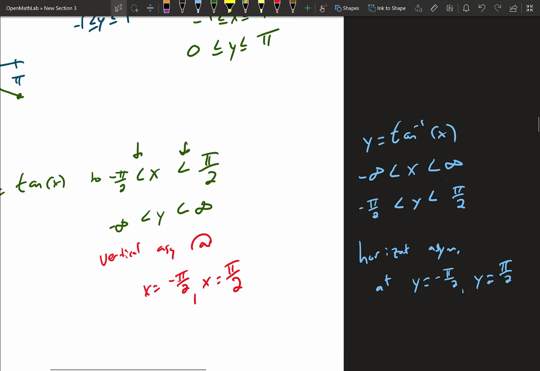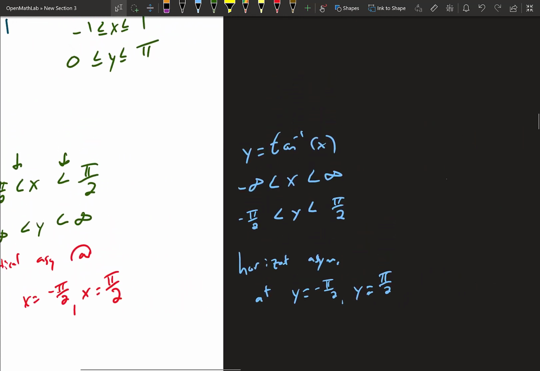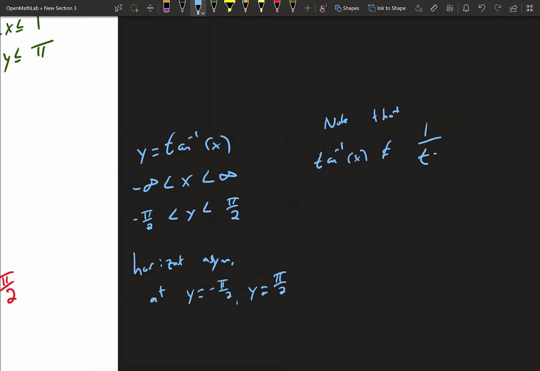And like I said before, just note that inverse tan of x, that's not an exponent. This is not equal to 1 over tangent of x. Inverse, like the -1 power, like the tangent, this equals the inverse of the tangent function. All right, so I just want to keep that in mind.